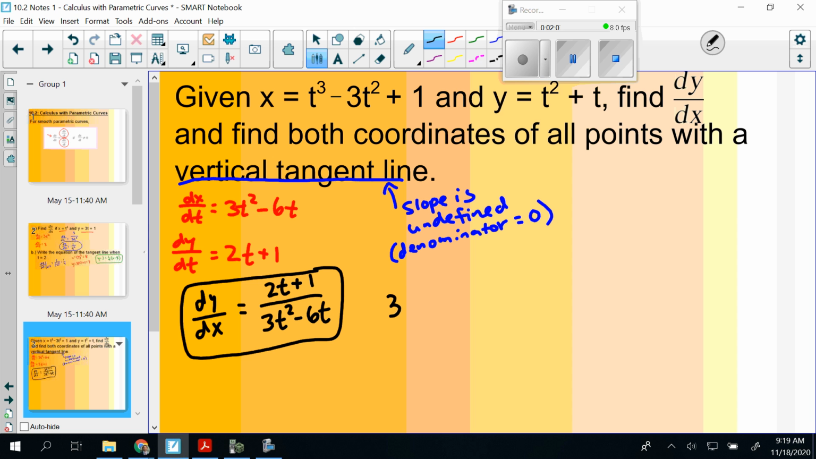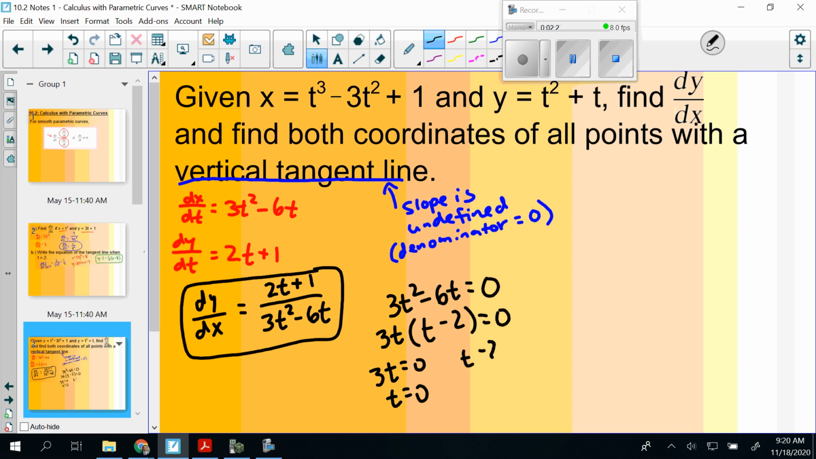And so what we want to do is set that denominator equal to 0 and solve it out. So we've got 3t squared minus 6t, set that equal to 0. We can do some factoring here. Looks like you can factor out a 3t, so that means we've got t minus 2 left there. Setting both of those equal to 0 and solving would give us 0, and it also gives us 2. So at a t of 0 and a t of 2, that's when this is going to have a vertical tangent line. They did want us to find where those points are.